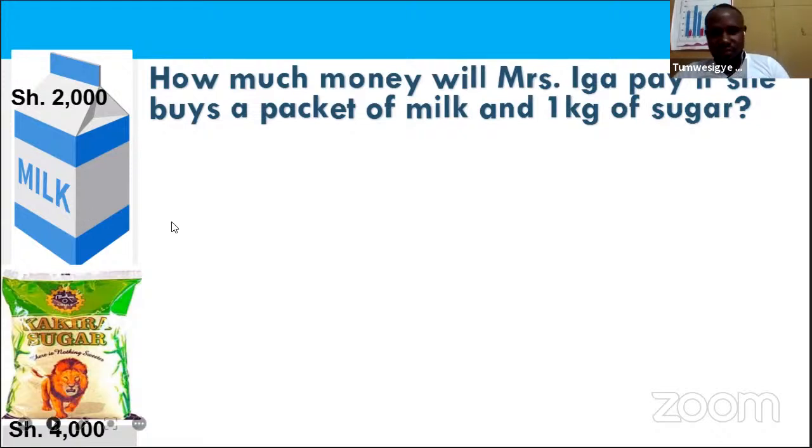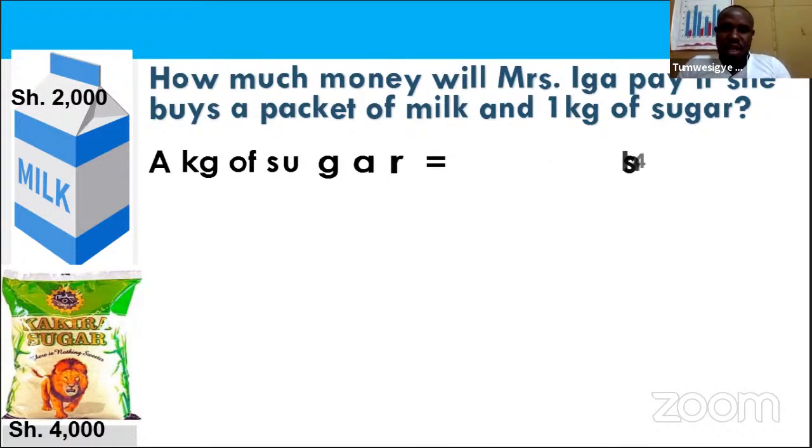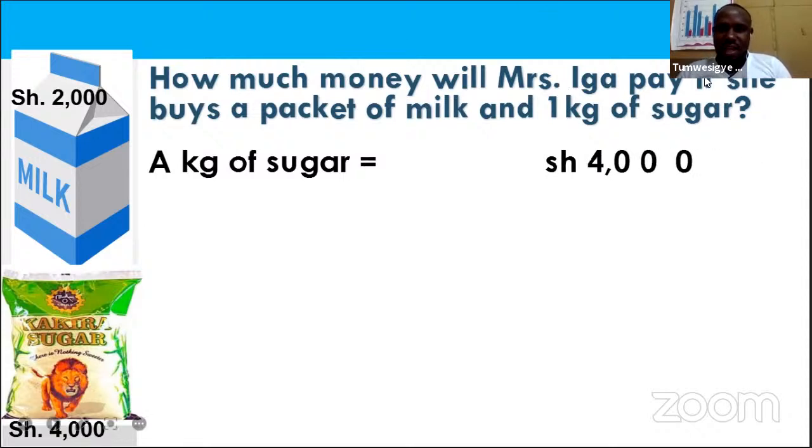Let's move on. Now, we have to add them together. Remember, I have a kilogram of sugar, and its price is 4,000. Are you seeing that, my dear learners? Okay, let's move on.